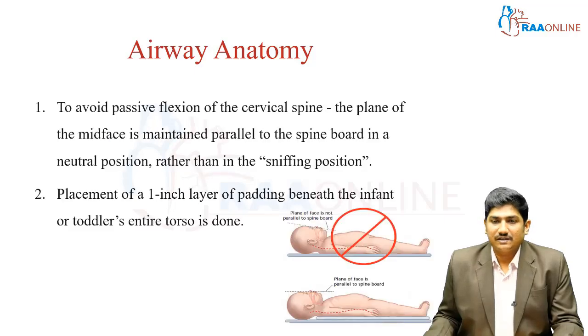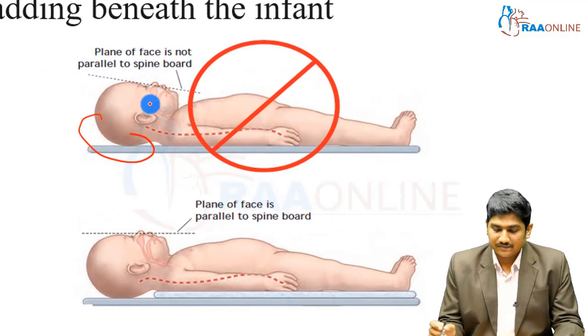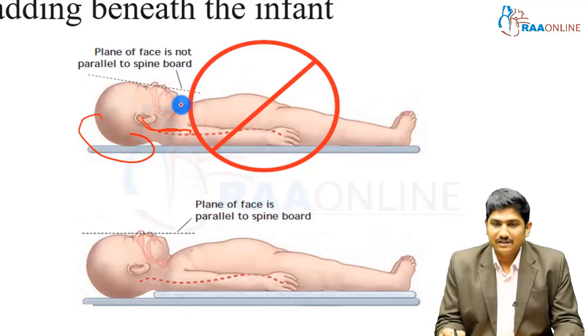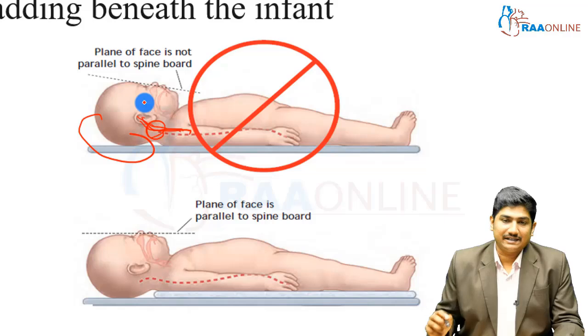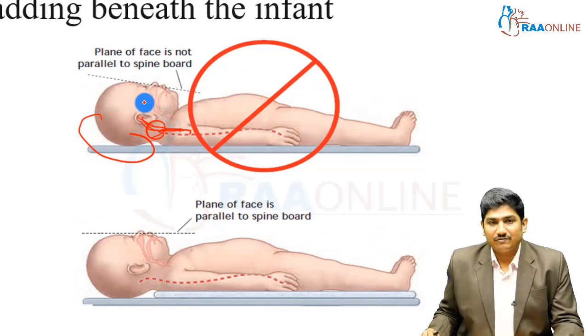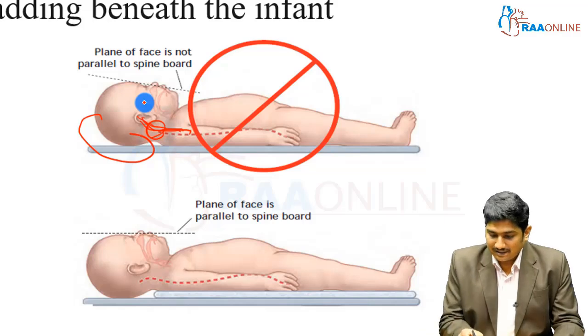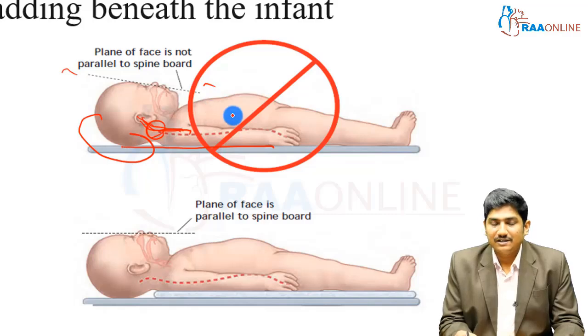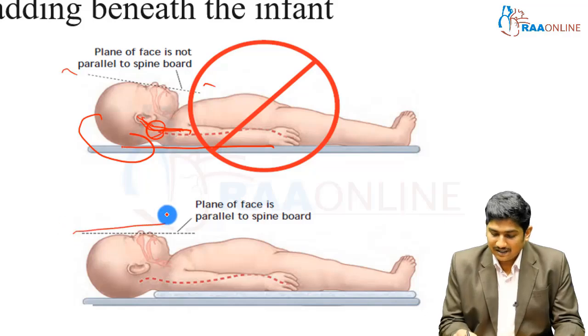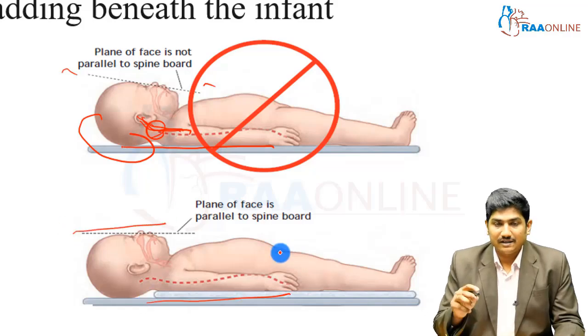Can you look at this? This is the occiput, right? Since there's a huge occiput, there is passive flexion at the cervical level. So when it passively flexes at the cervical level, this posterior pharynx, this part, buckles anteriorly. To avoid this passive flexion of the cervical spine, the plane of the midface is maintained parallel to the spine board. Can you see that? This is the plane here, and this is the plane of the board. See, they are not in alignment, right? So you need to do a maneuver so that you can bring the plane of the midface and the plane of the board into equality.